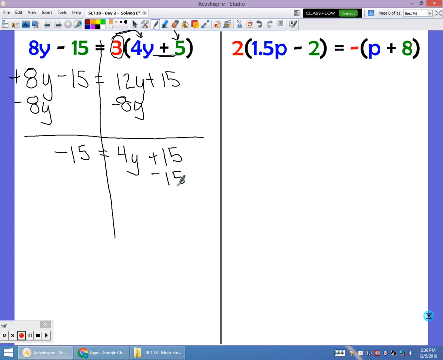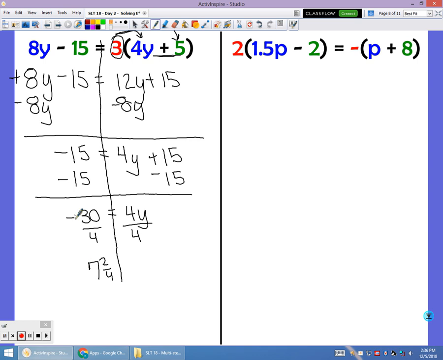Now I need to subtract 15 from this side, subtract 15 from this side. Negative 15 minus 15 is going to give me negative 30. I'm going to divide by 4. And 4 goes into 30, let's see, it goes into 30 how many times? 7 times with 2/4 left over. And a negative divided by a positive is negative. I could also write this as negative 7.5.